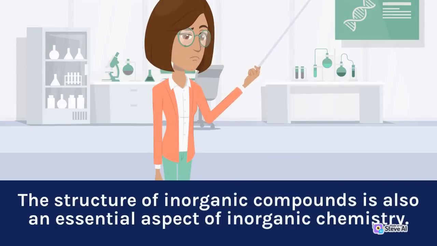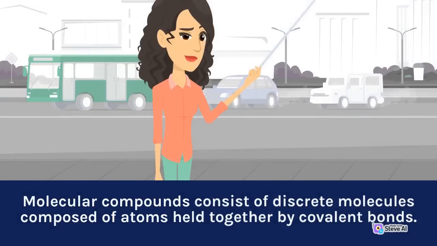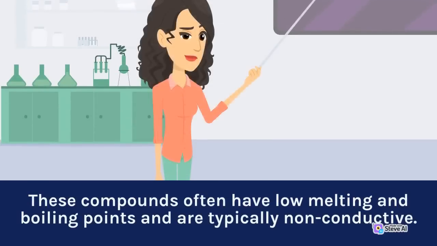The structure of inorganic compounds is also an essential aspect of inorganic chemistry. Inorganic compounds can have a variety of structures, including molecular, ionic, and metallic. Molecular compounds consist of discrete molecules composed of atoms held together by covalent bonds. These compounds often have low melting and boiling points and are typically nonconductive.